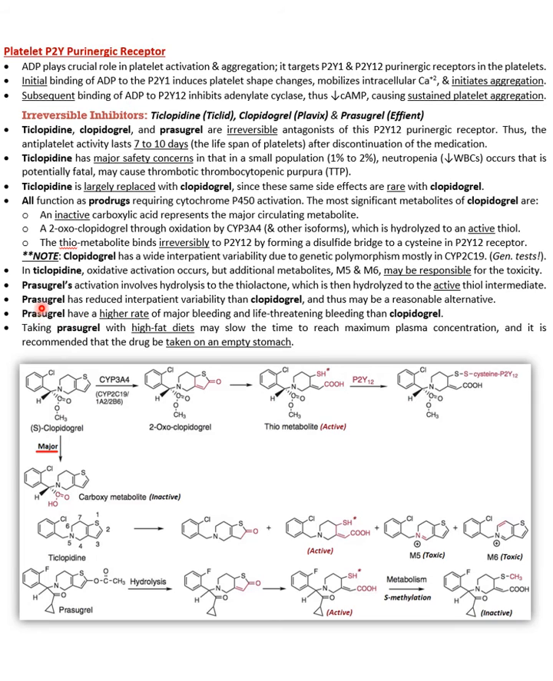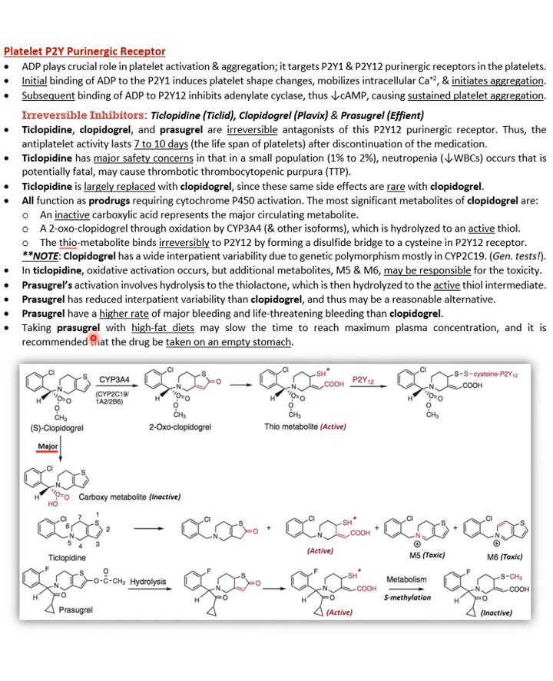Okay, so, and of course, unlike the clopidogrel, the prasugrel has reduced interpatient variability than the clopidogrel, and could be an alternative for the clopidogrel. The only thing is the prasugrel has a higher rate of major bleeding and life-threatening bleeding than the clopidogrel. So there are some pros and cons for the use of each one of these products.